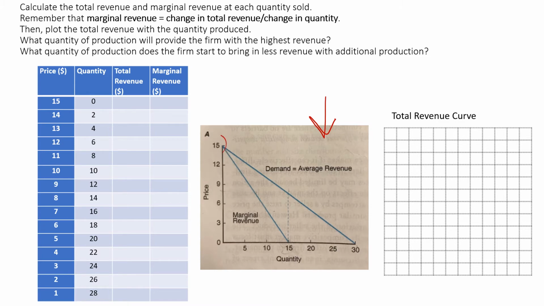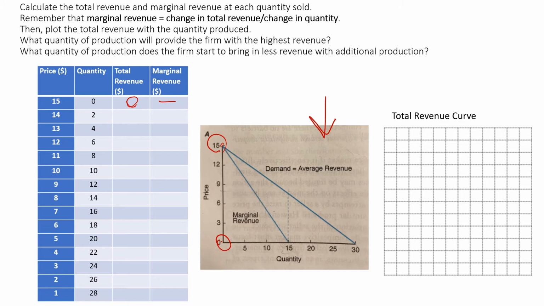So at a price of $15 and a quantity of 0, we're selling 0 coffee. So our total revenue at that point is 0, and our marginal revenue is actually not able to be calculated at this point, because it's the change in total revenue divided by the change in quantity, and we only have 1 point so far.